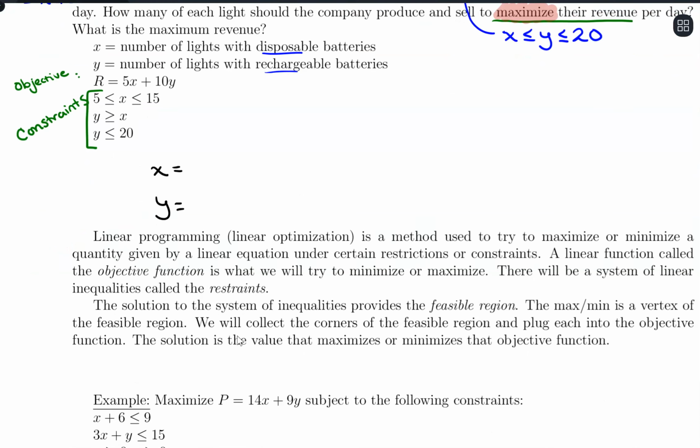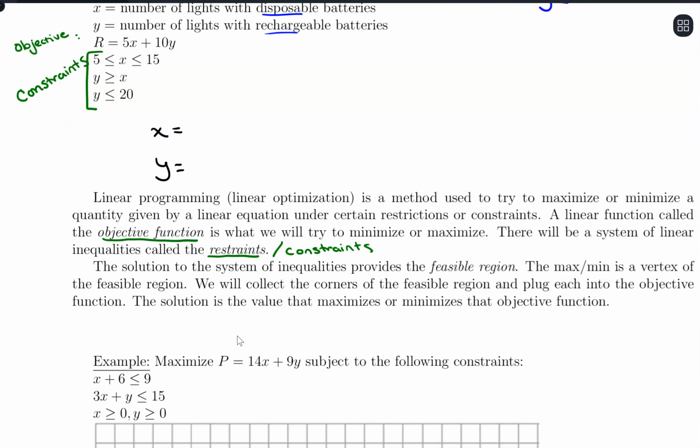So linear programming, also known as linear optimization, is a method used to try to maximize or minimize a quantity given by a linear equation. So that's our r equals 5x plus 10y up above, under certain restrictions or restraints. So the linear function is called the objective function. So that's what we're trying to minimize or maximize. And then there will be a system of linear inequalities, which will be called the restraints or constraints. That terminology switches back and forth. So the solution to the system of inequalities provides the feasible region.